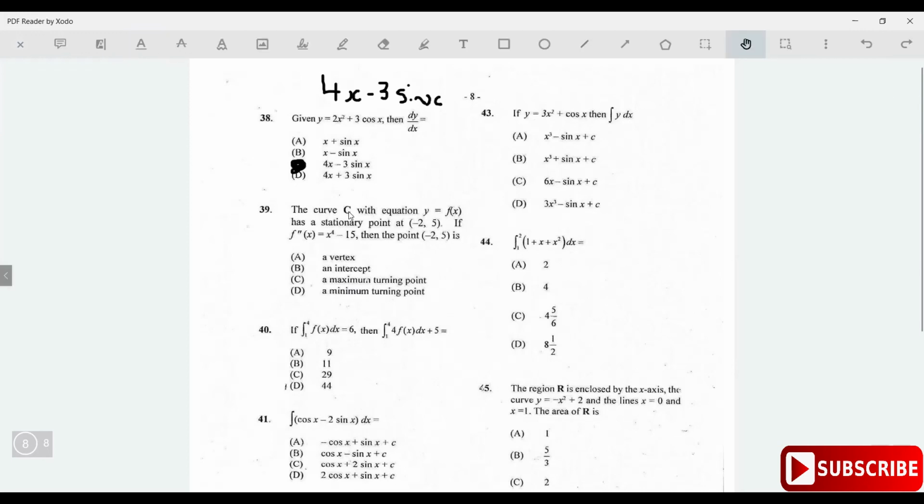It says, a curve has a stationary point at minus 2, 5. If f double prime is x to the 4 minus 15, then the point minus 2, 5 is... I think this is a repeat, but I can't remember the answer, so we'll work it out. So f double prime of negative 2 is equal to positive 8 minus 15, which is negative 7. And that is less than 0. Since that is less than 0, it is a maximum turning point.